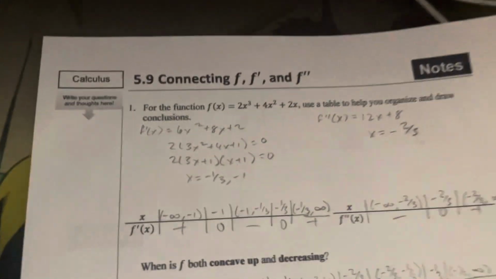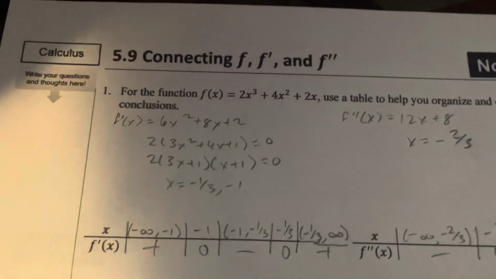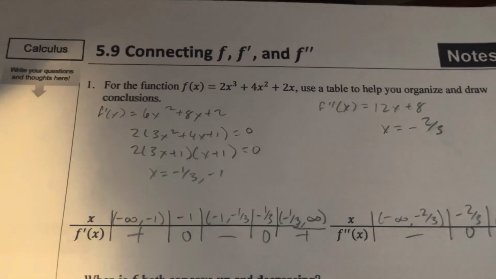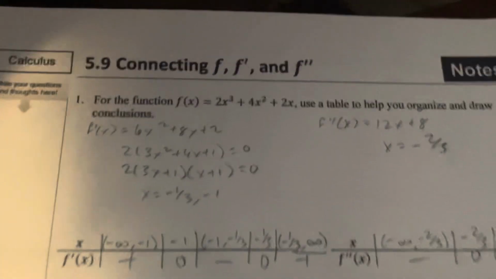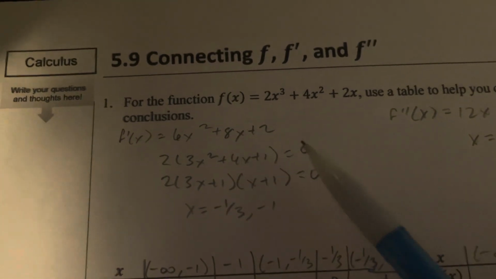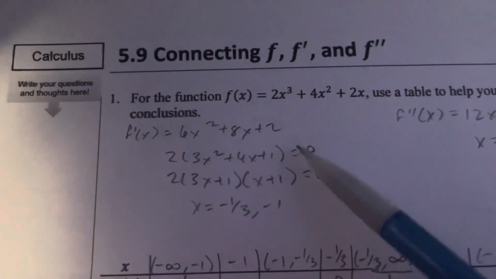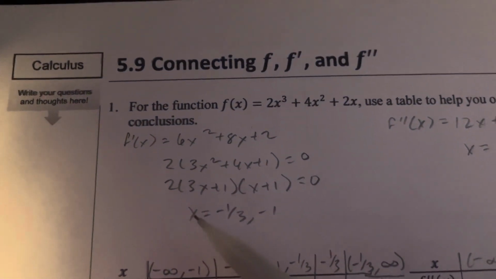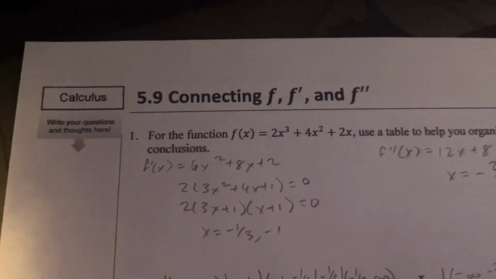5.9 connecting f prime and f double prime. For the function f of x equals 2x cubed plus 4x squared plus 2x, use a table to help you organize and draw conclusions. First, we had to find the derivative of this function, which is 6x squared plus 8x plus 2. Then we had to find where it equals 0. So it equals 0 at x equals negative 1/3 and x equals negative 1.